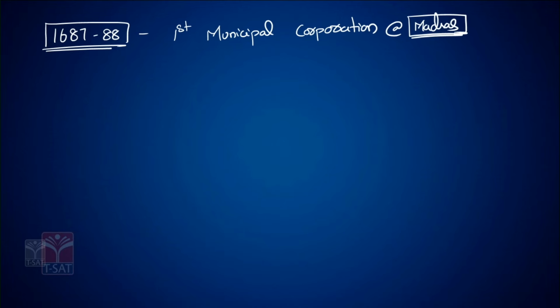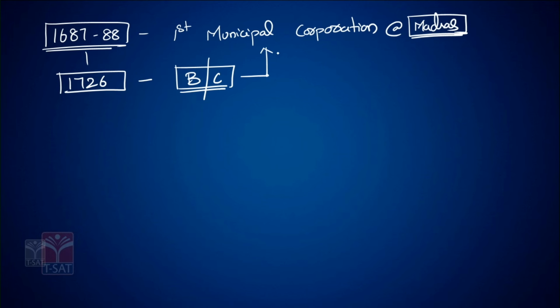In 1687-88, what happened? The first municipal corporation was formed. Where? At Madras by the British. The first municipal corporation was formed in 1687-88 at Madras, followed by 1726 at Bombay and Calcutta. We have the municipal corporations which were formed in 1726. Very, very important.